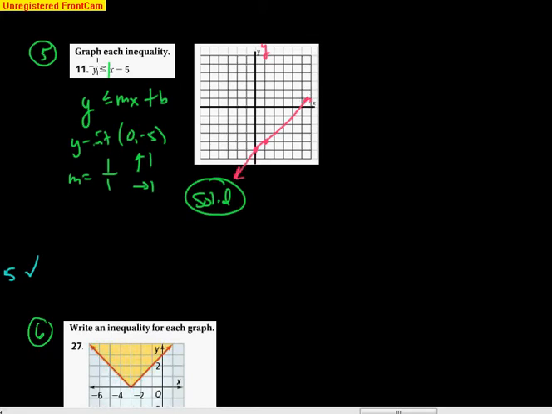And because y is solved for, we can trust the inequality symbol. Less than means below. So we shade below. And below would be down here. And there's a solution to this inequality, or the graph of this inequality. Okay, last one here. We need to write an inequality for the graph.